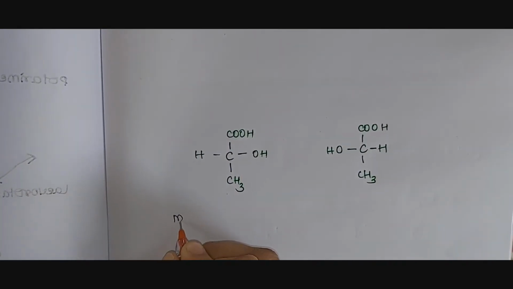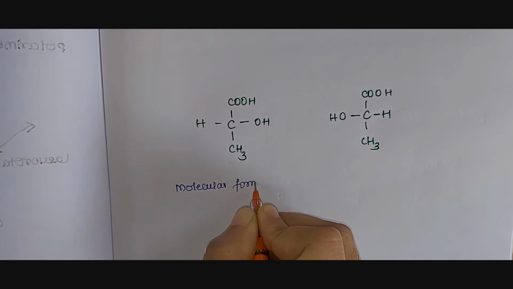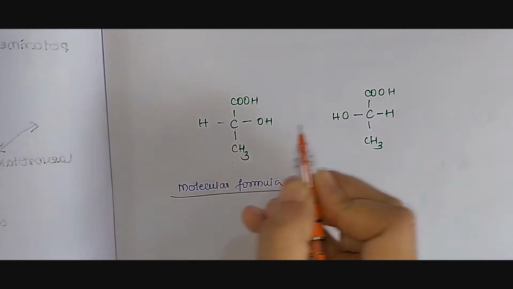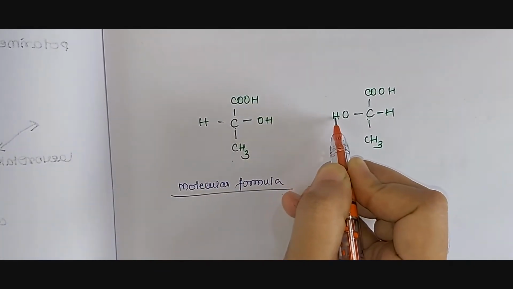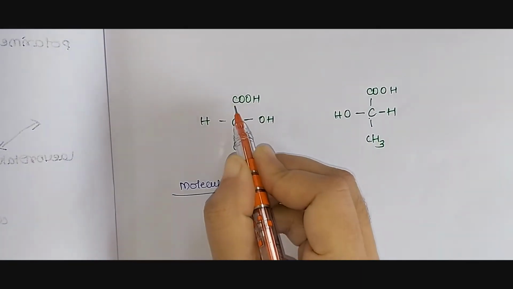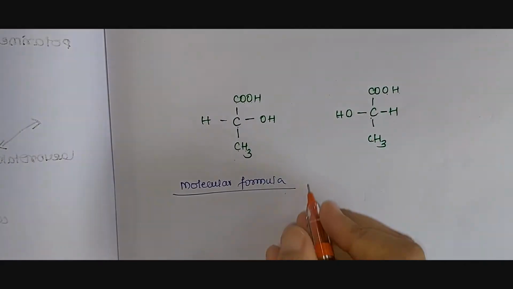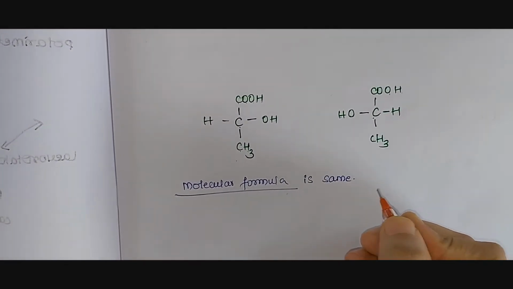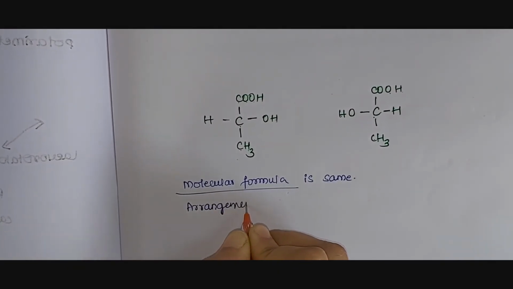Consider the example of optical isomers. What we have discussed in the definition is that the molecular formula should be the same. So let us see the formula: carbon and carbon, then H, OH, on the other side also OH and H, then CH3, CH3, and COOH, COOH. So what do we observe here? The molecular formula is the same. What was the second condition? The arrangement of the atoms was different.